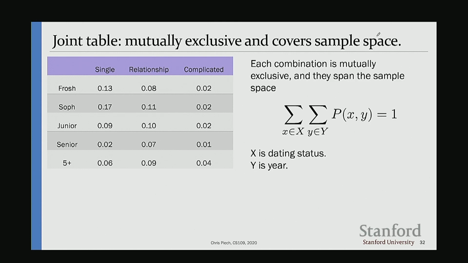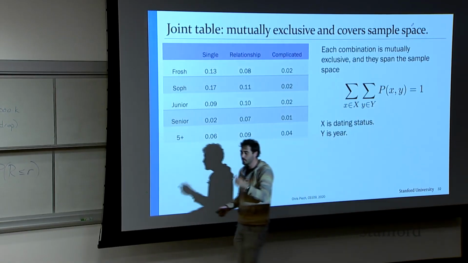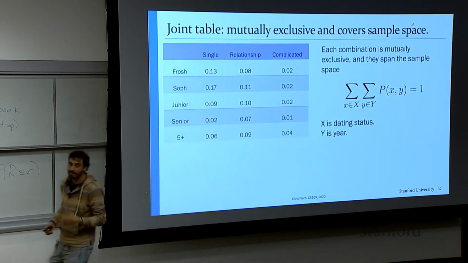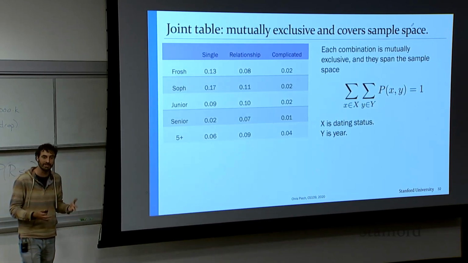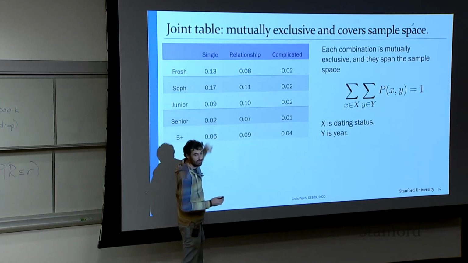Couple small notes. For intuition, let's say X is dating status and Y is year. If you loop over all values of dating status and you loop over all values of year, and for every single iteration of that double for loop, you look up the probability of a current year and a current relationship status, and you add up all those numbers, my claim is that it must sum to 1 if it's a proper joint distribution. One way to think about that is any of these cells is mutually exclusive.